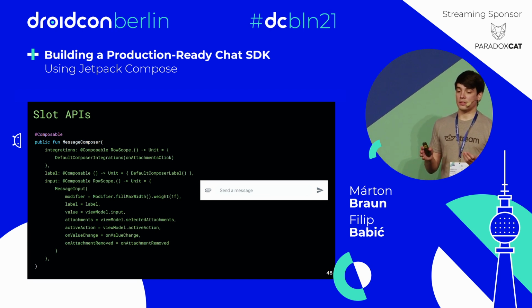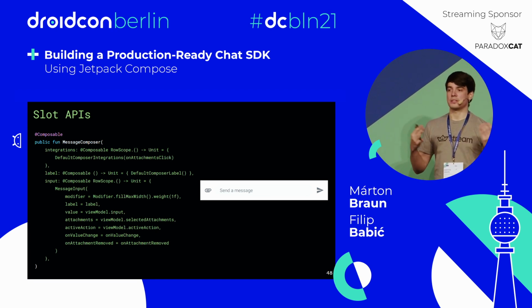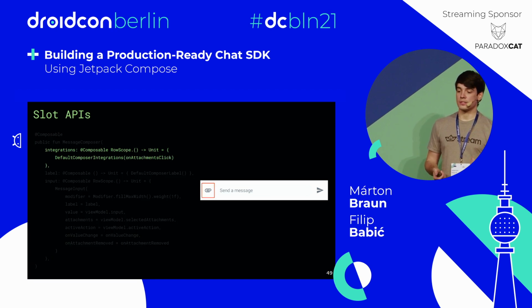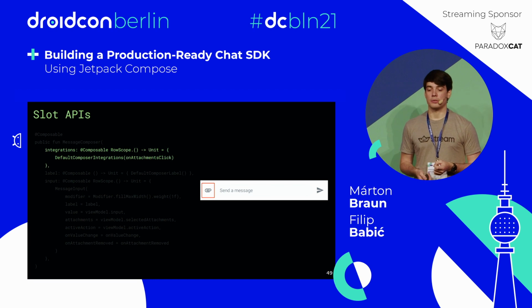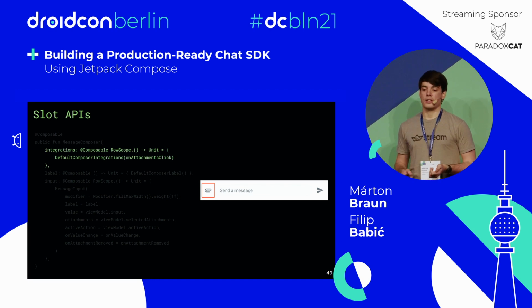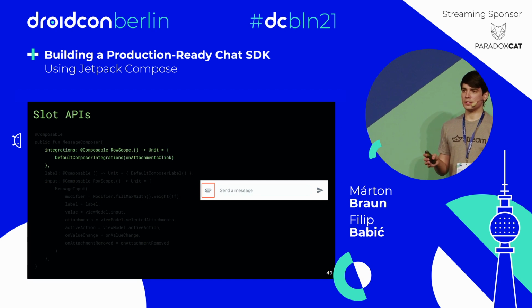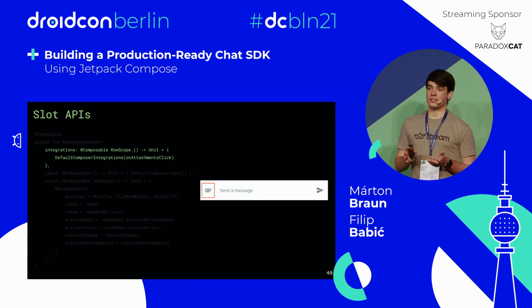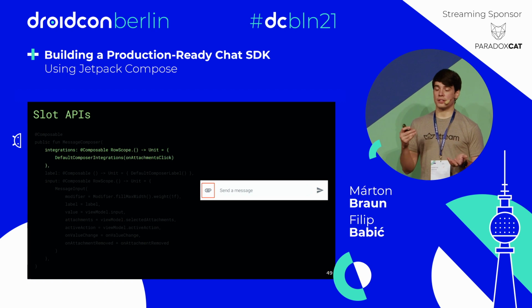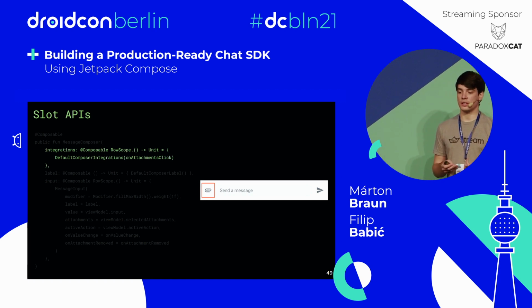Finally, we provide a modifier parameter, which we omitted here because, of course, we always provide that. We also provide a bunch of different slots. For example, for this simple-looking message input view, we provide these three slots so far. We have a slot here for the integrations, which by default is a button to open the attachment picker. But there are clients who have many different needs of what kind of actions they want to provide to users around the input.